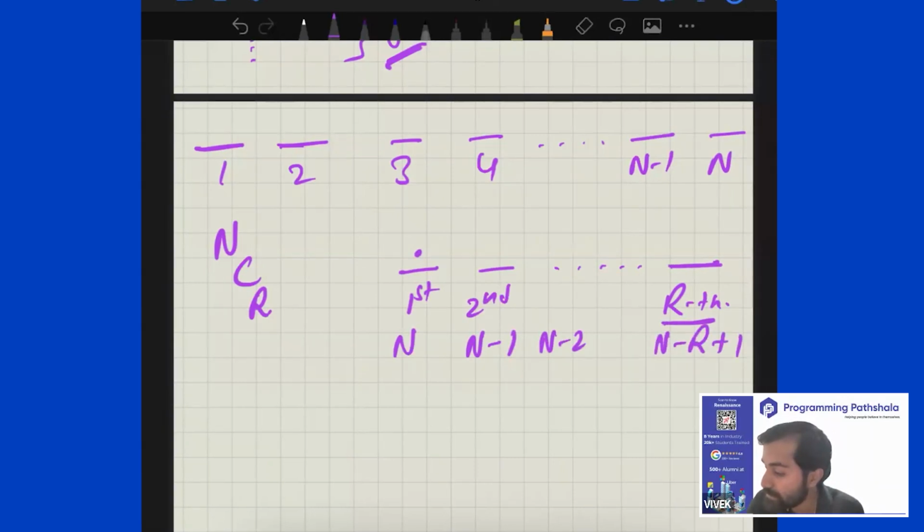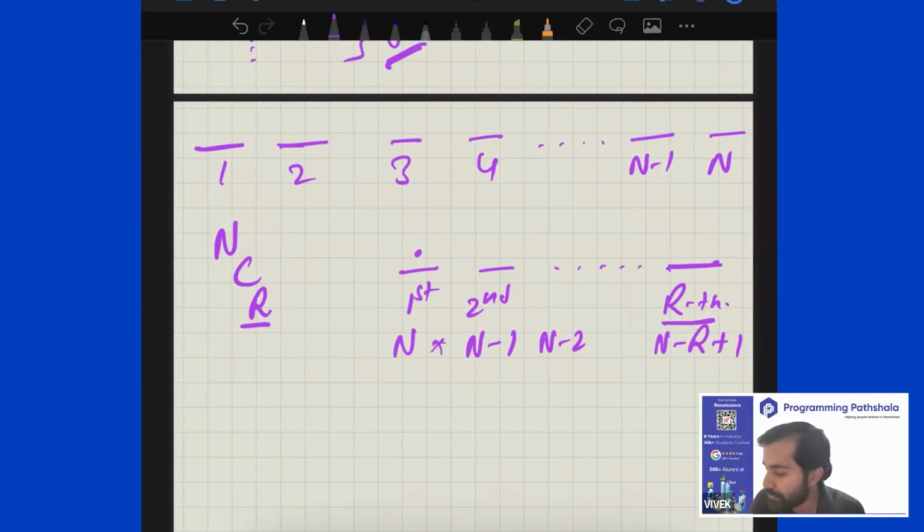Okay, rth one. See, this is r, this is not n. So for this, n minus r plus 1. Is that making sense? N choices for the first item because initially all the items are available. N minus 1 choices for the second one because you just picked one item. Now you have picked two items, so for the next one, n minus 2. And for the rth one, n minus r plus 1.